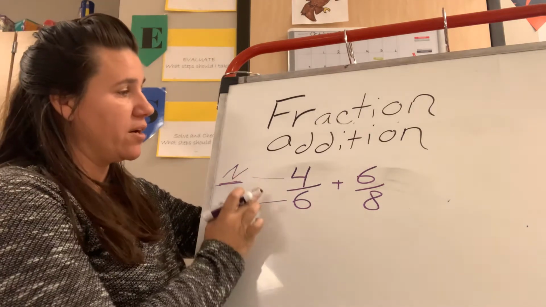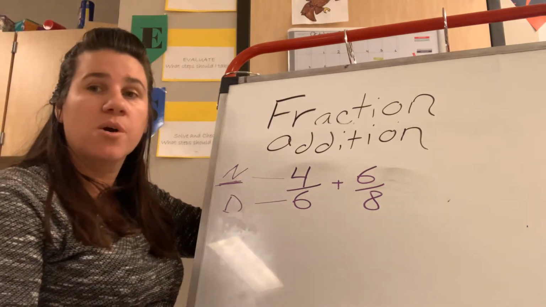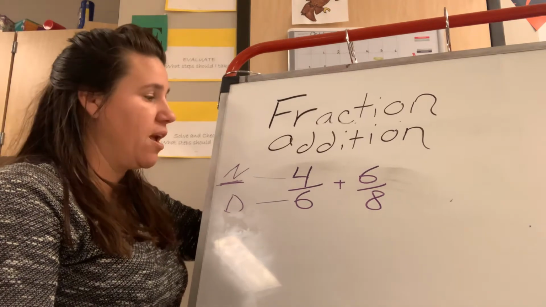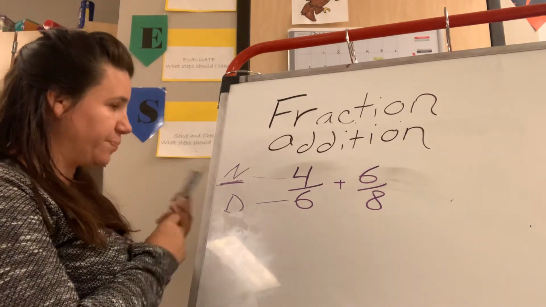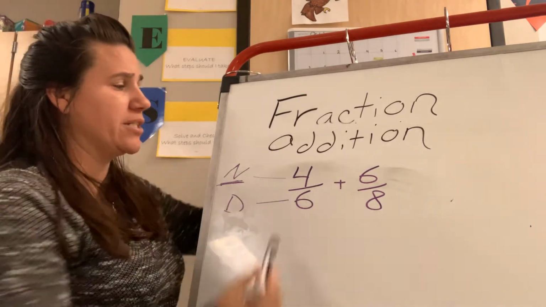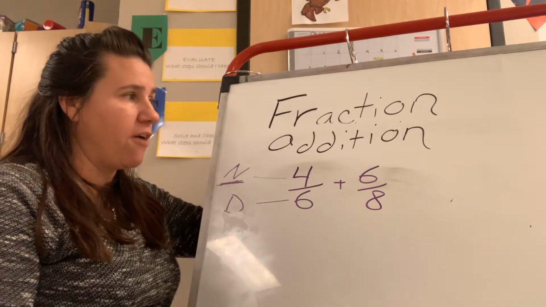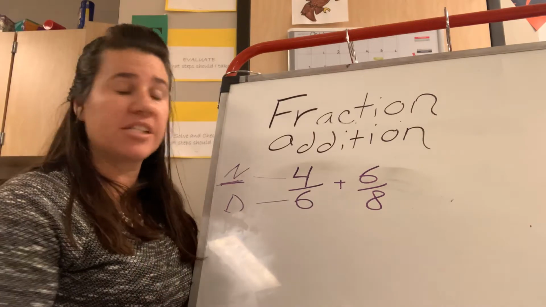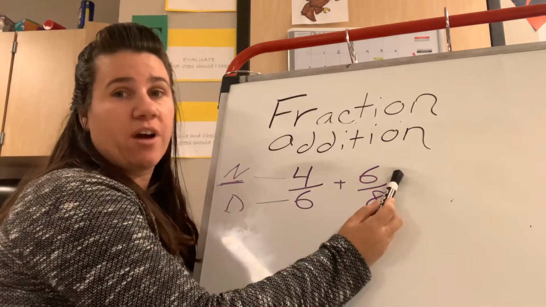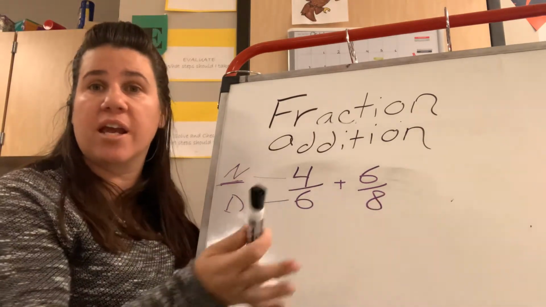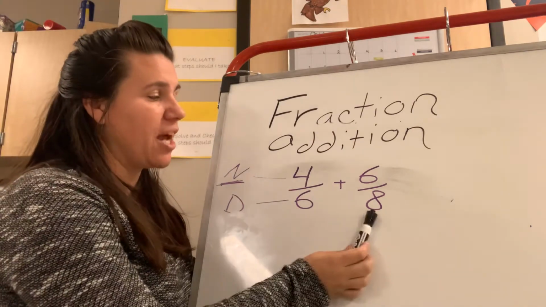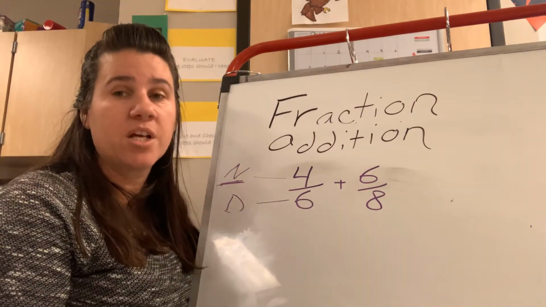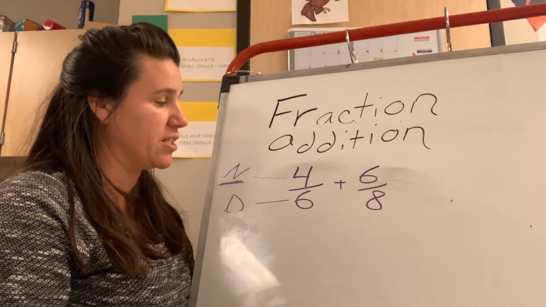So the numerator and the denominator, those are the terms we're going to be using, so it's really important that you know those. The first thing that we are going to do when we're adding our fractions is we check the denominator. If the denominator is the same, well then you can add straight across, keep the denominator, and you're good to go.